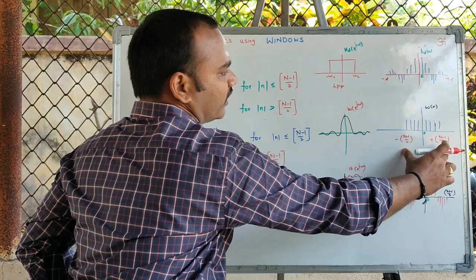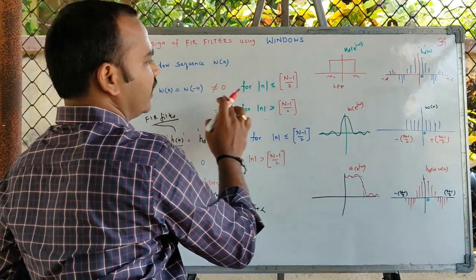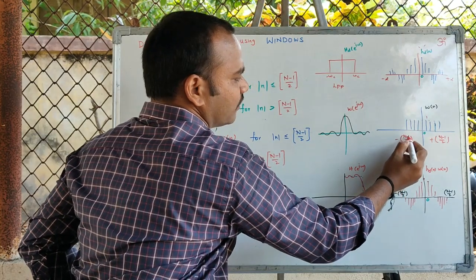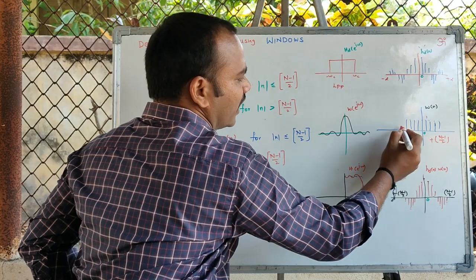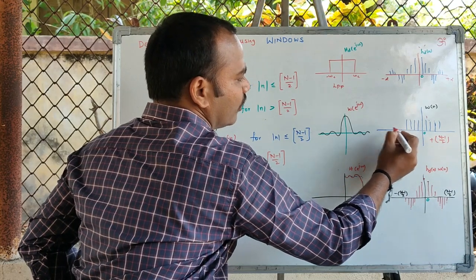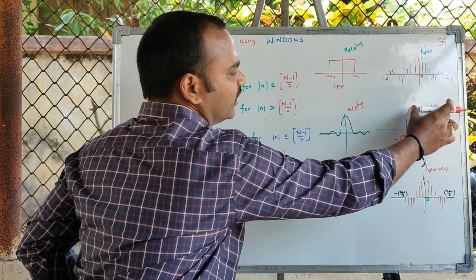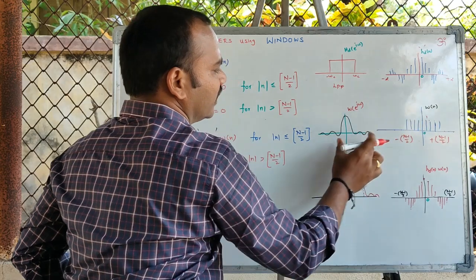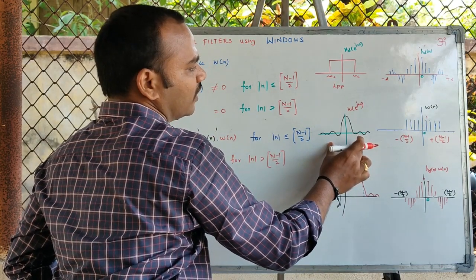Now this one is a window sequence w[n]. It is defined as 1 from minus (N minus 1)/2 to plus (N minus 1)/2, and it is 0 beyond this interval. And if you compute the discrete time Fourier transform of this w[n], it will look like W(e^jω).